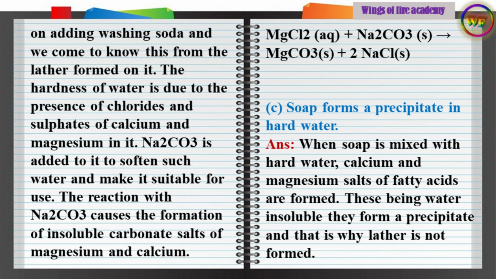C. Soap forms a precipitate in hard water. Answer. When soap is mixed with hard water, calcium and magnesium salts of fatty acids are formed. These being water insoluble, they form a precipitate, and that is why lather is not formed.